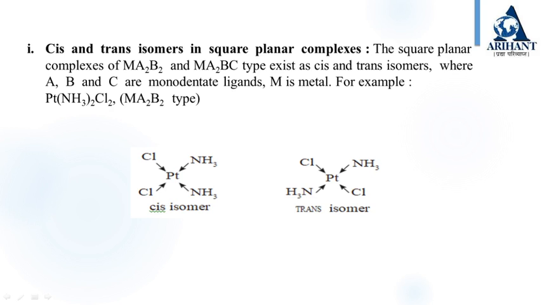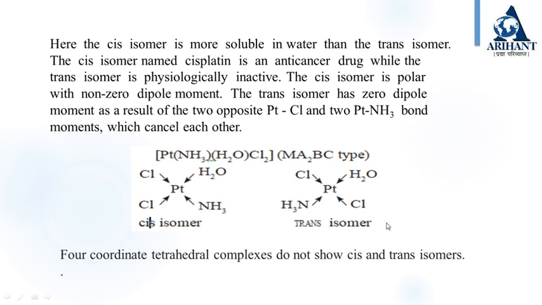So in cis, both chlorines are on adjacent sides and both amines are on adjacent sides. So it is a cis isomer. In the second image, we can see both chlorines are on opposite sides and both amines are on opposite sides of the metal. So it is the trans isomer. Here, the cis isomer is more soluble in water than the trans isomer. The cis isomer, named cisplatin, is an anti-cancer drug, while the trans isomer is physiologically inactive.